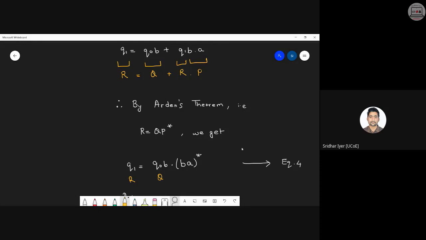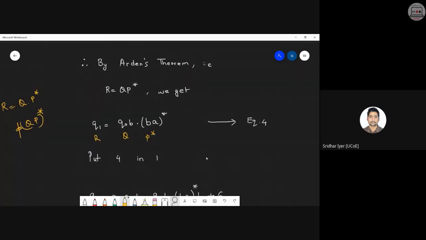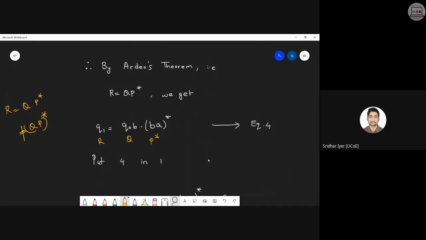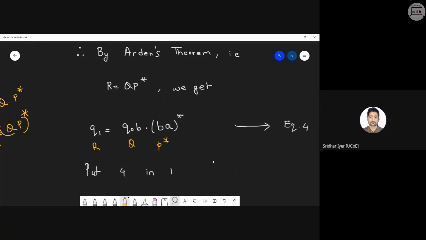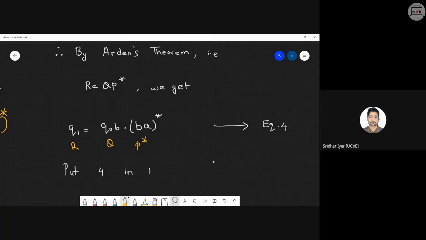So we only have to take the closure of P. It is not the closure of the entire term. It is R is equal to Q dot P closure. Don't get confused. It is not QP closure. This is the wrong answer. The second one is the correct one: R is equal to Q dot P closure. So now we come to know that Q1 is equal to Q0B dot BA whole closure. Clear with this?